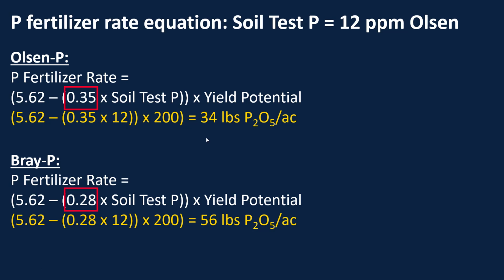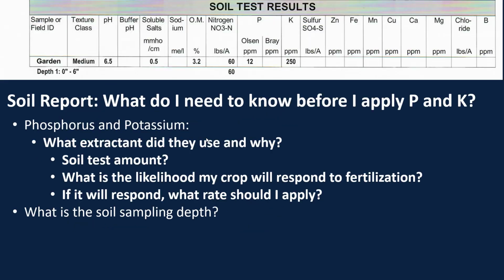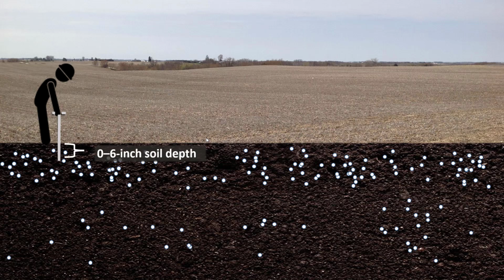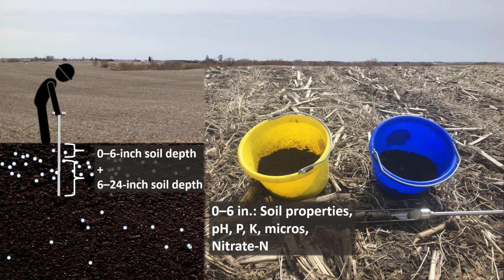So it's important to ask your lab what test they ran, so you can know what equation to use to make your fertilizer decision as far as rate goes. Sampling depth is another important factor. If we look around us, the states use anywhere from 0 to 4, 0 to 6, or 0 to 8 inches. Here in South Dakota, our recommendations are based on a 0 to 6 inch sample for P and K, and for sulfur and nitrogen, it's based on a 24 inch sample. So that's really important.